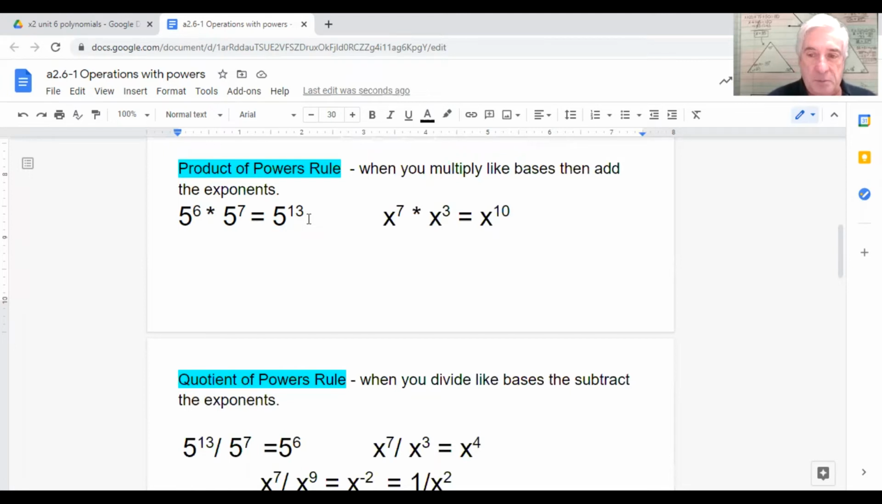You want to keep multiplying by 5? You go ahead. It's going to go off most calculators, but you try it. It might be on your calculator. You'll never know. My other example, x to the 7th times x to the 3rd is x to the 10th. The product of power rule is when you multiply like bases, add the exponents.